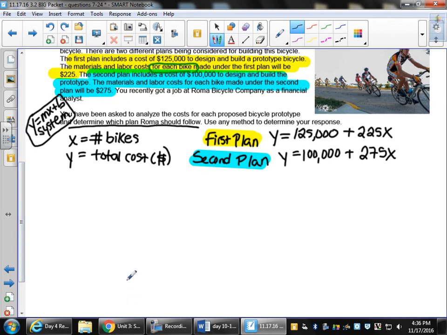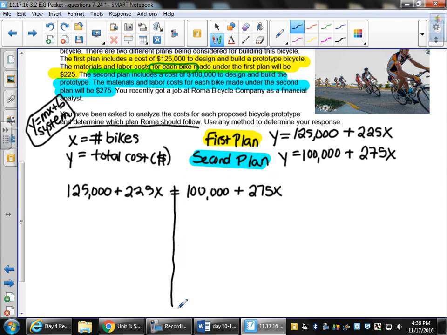So we need to figure out which plan Roma should follow, this business. But before we can give them advice, we have to figure out when it will not matter which plan they choose. So to do that, we are going to set these equal. $125,000 plus 225x equals $100,000 plus 275x. Go ahead and pause the video, please, if you have not done this one yet, and solve this on your own. Get x's to one side, numbers to the other.